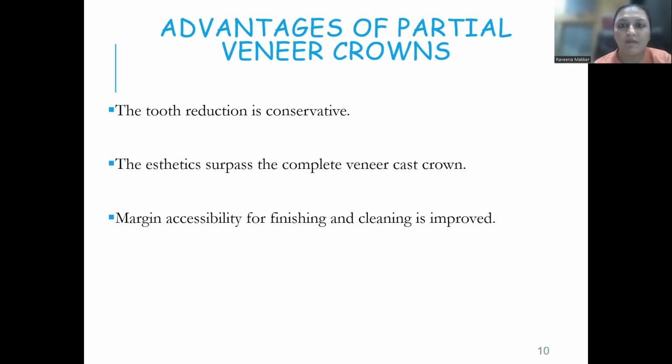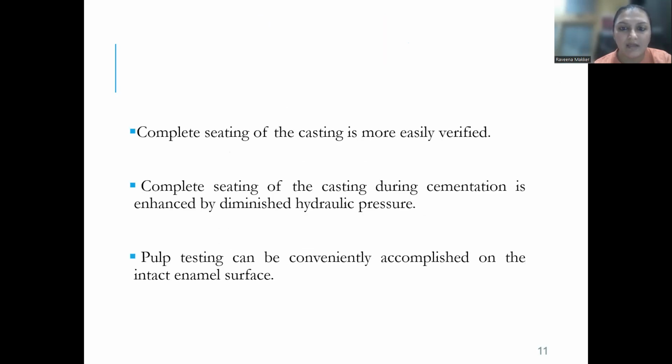Then, advantages of partial veneer crowns. The tooth reduction is conservative. The aesthetics surpass the complete veneer cast crown. Margin accessibility for finishing and cleaning is improved. Complete seating of the casting is more easily verified. Complete seating of the casting during cementation is enhanced by diminished hydraulic pressure. Pulp testing can be conveniently accomplished on the intact enamel surface.